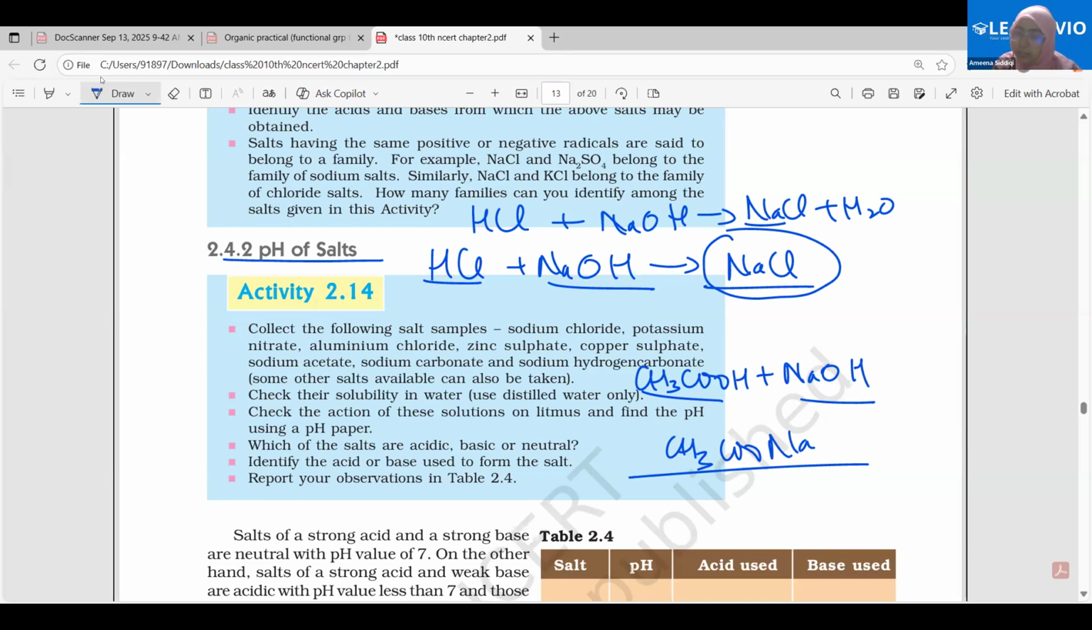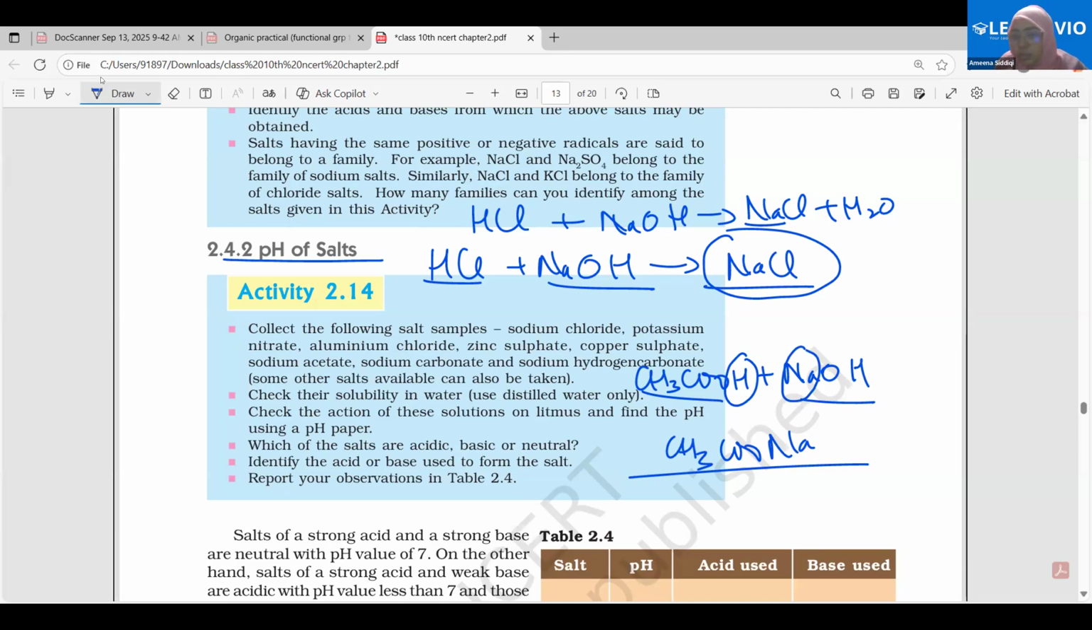Simple. CH3COONa. The cationic part, that is the metal ion from the base, will replace the H plus ions from the acid. Simple. We will get the salt, right? This is the cationic part, which is nothing but the metal ion. It is replacing the H plus ions in the acid.